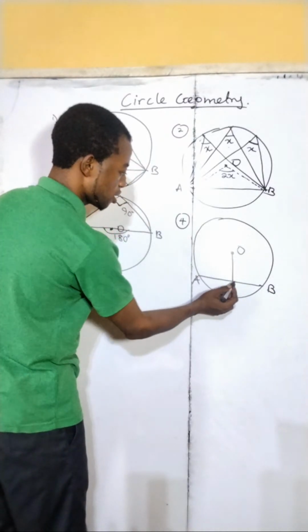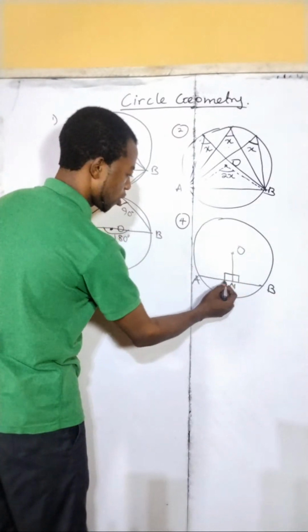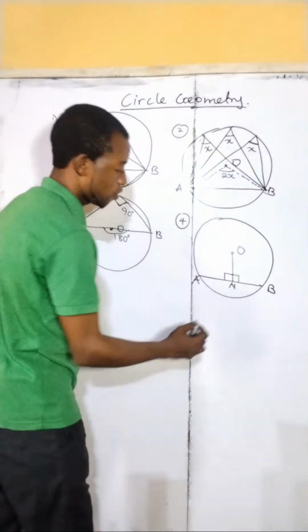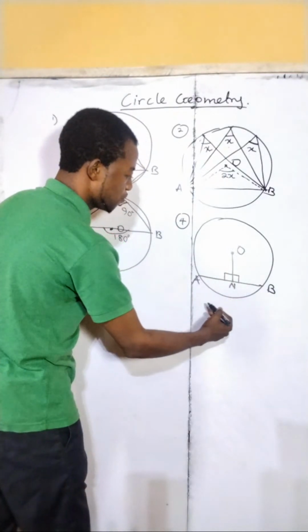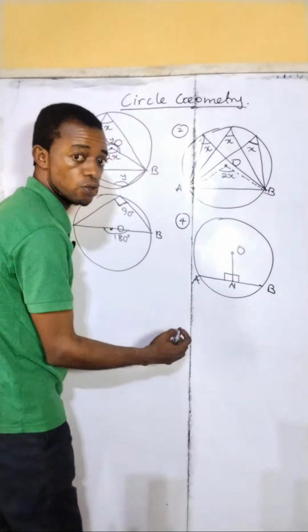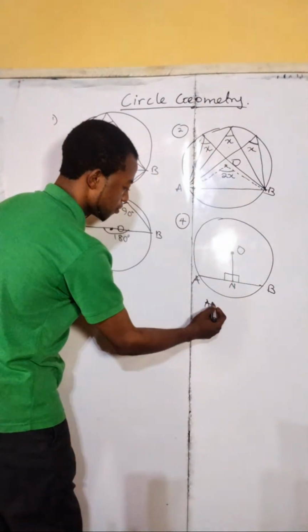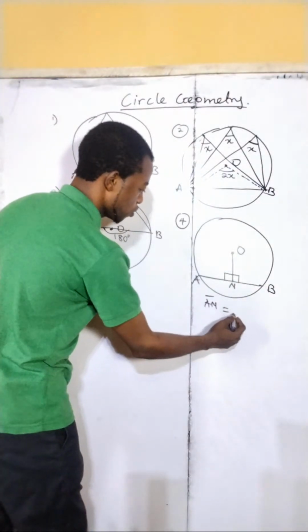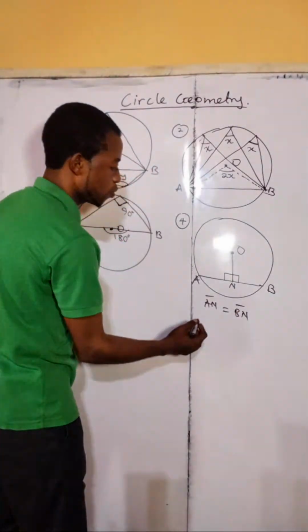This line drawn from the center now to this chord meets at angle 90 degrees with this chord, and also bisects this chord into two. That is, it divides the chord into two equal parts. So that means the line AN will now be equal to line BN. So these are the two important things here.